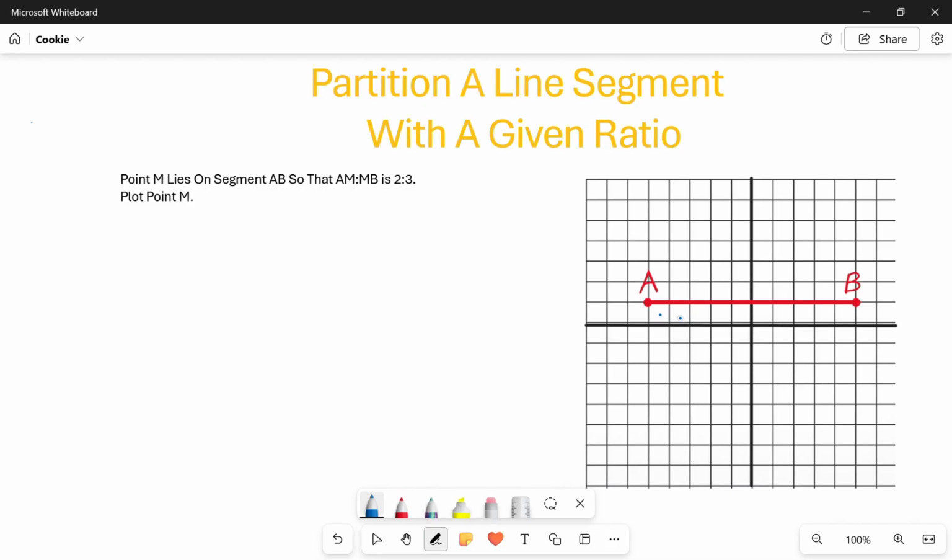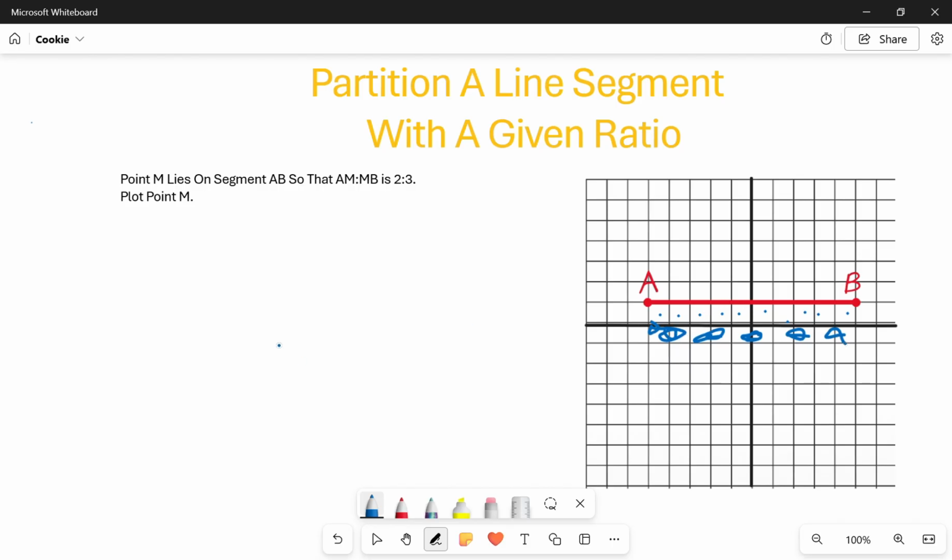So if we count 1, 2, 3, 4, 5, 6, 7, 8, 9, and 10, and we divide that by 5, you can understand that all of this, all of this, all of this, all of this, and all of this form 5 pairs of 2. Now, if we look, we know that AM is 2 of these units.